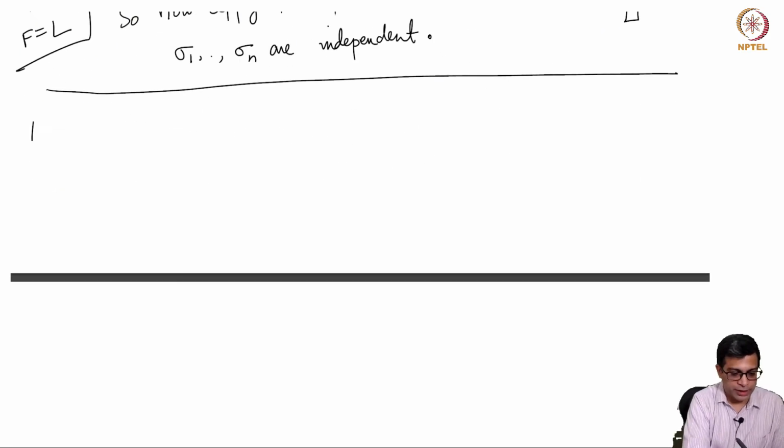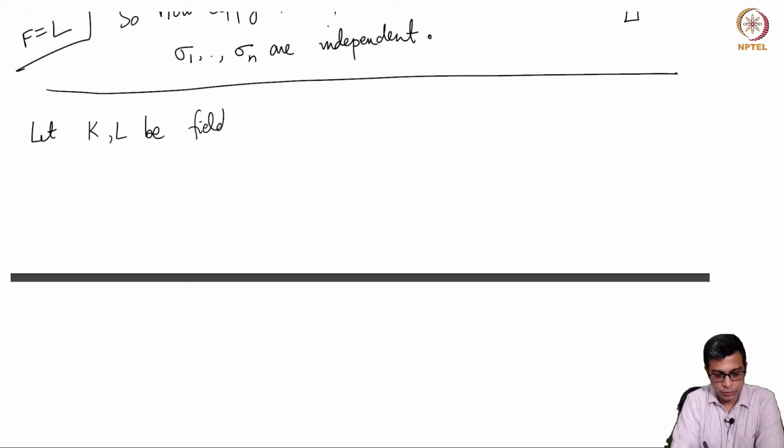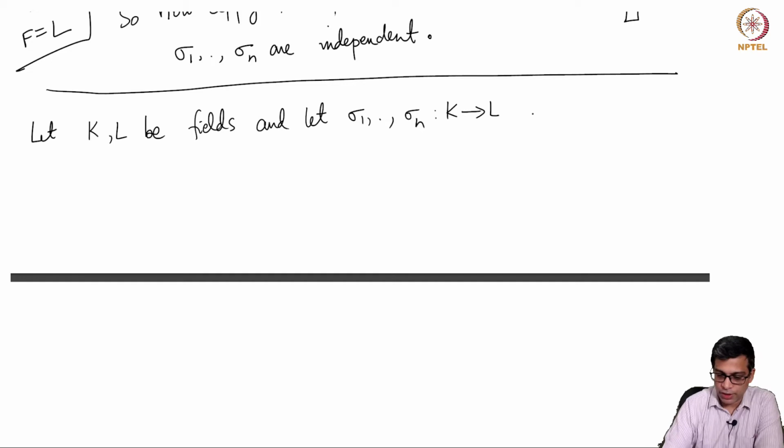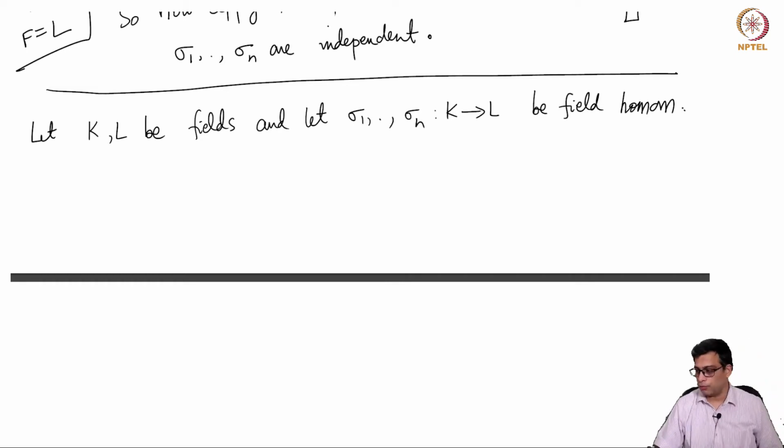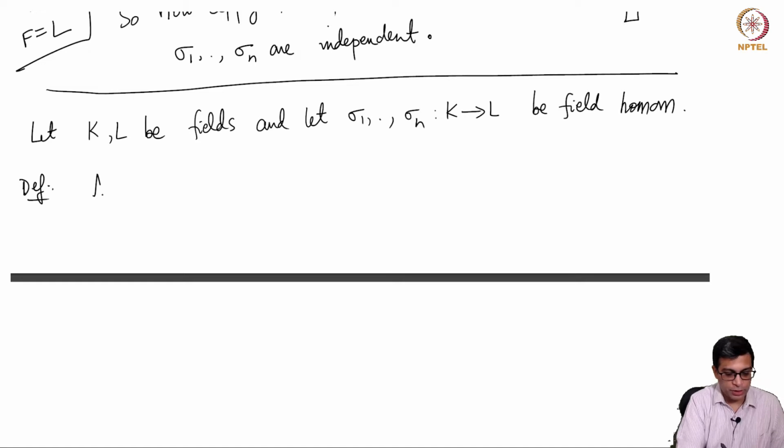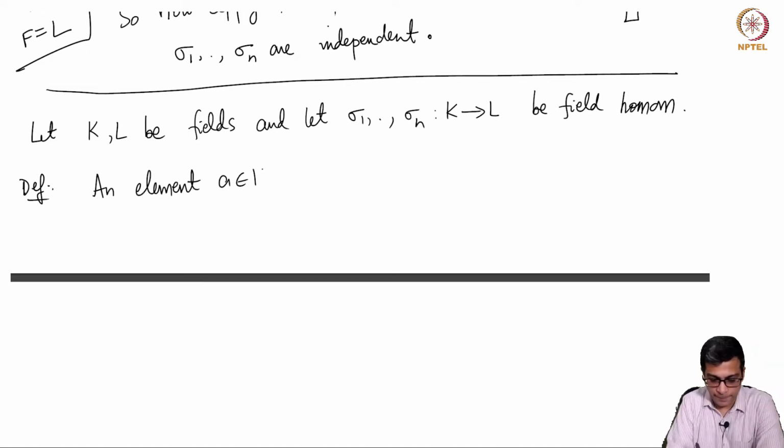Let me set up as follows. Let K and L be two fields, and let us take a collection of finitely many field homomorphisms. So let sigma 1 through sigma n be field homomorphisms. We are going to say that an element, and this is an important definition for us, an element A in K. Remember, each sigma is a function from K to L.